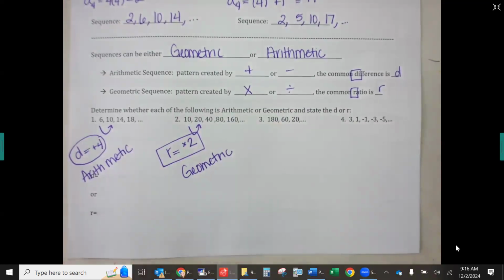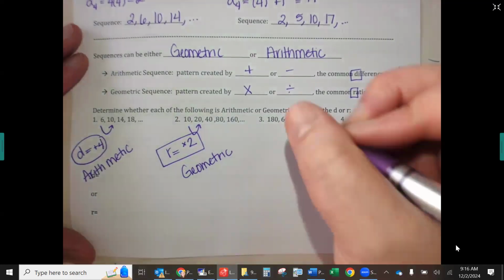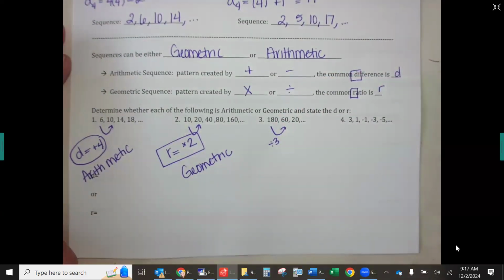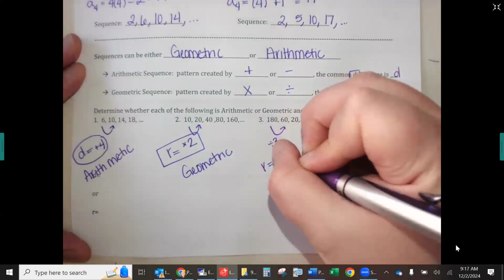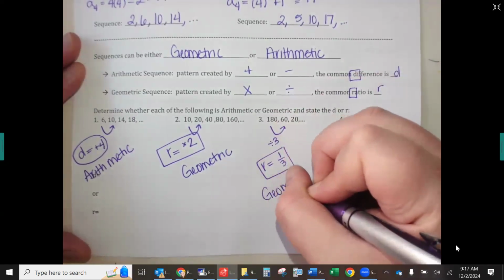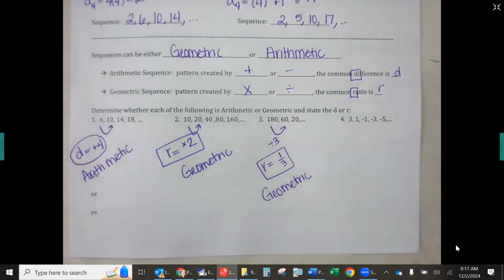Take a look at number 3. 180, then 60, then 20. What does it look like they're doing each time? What's the pattern? Now, if they're dividing by 3, you can't make your ratio 3, because that means times 3 each time. So you're going to let your ratio be 1/3. If it's a divide by pattern, that's obviously geometric. Remember, geometric is multiply or divide. If it's a divide by pattern, you want to use a fraction here. So if it was divided by 5 each time, you do 1/5. Divide by 2 each time, do 1/2.